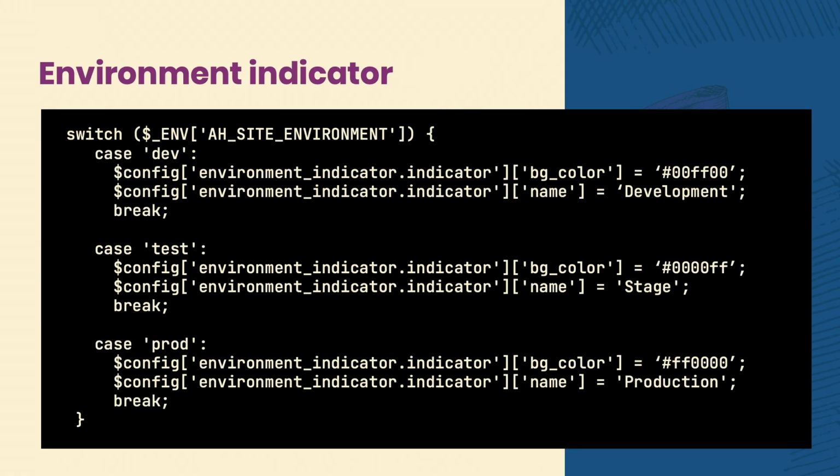The environment indicator, here's an example in Acquia. It's using an environment variable to determine which environment it is, and then setting the background color of the bar that appears up in the environment indicator to green for dev, blue for test, red for production, and then it sets the names.